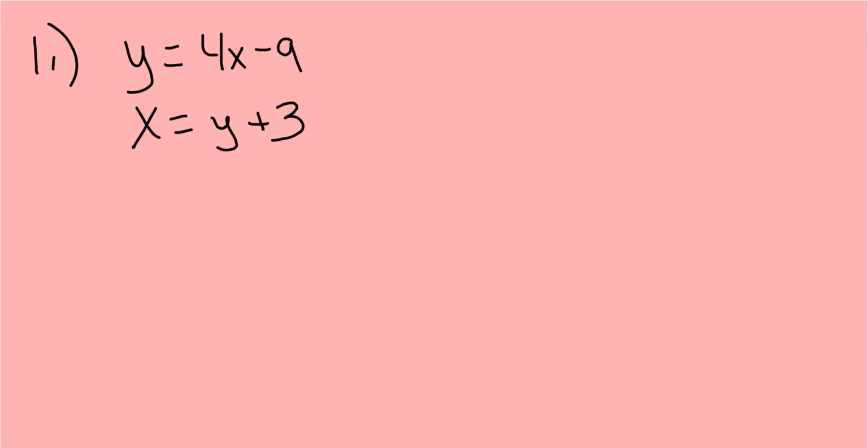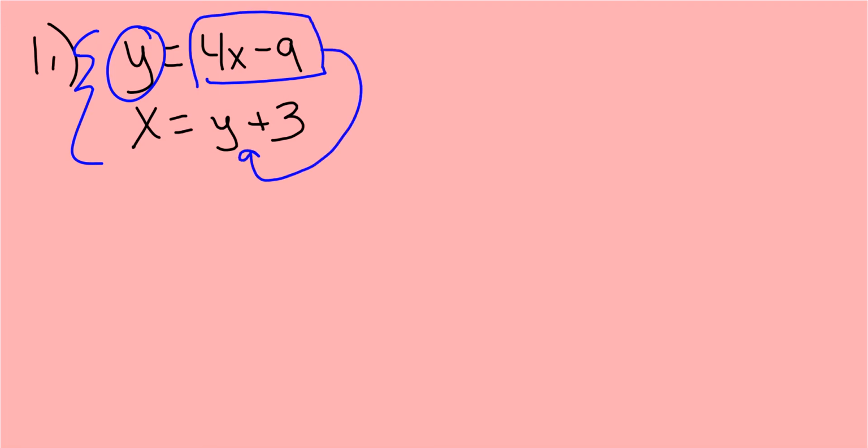Alright, so number 1, we have y equals 4x minus 9, and x equals y plus 3. You can either pick the top y or the bottom x, it doesn't matter, so I'm just going to pick the top y. I like to box up the other side because that tells me all of this stuff in the box is going to go in for y in the second equation. So that's step 1, already done for us.